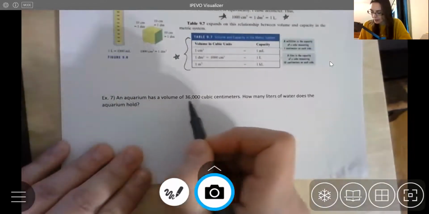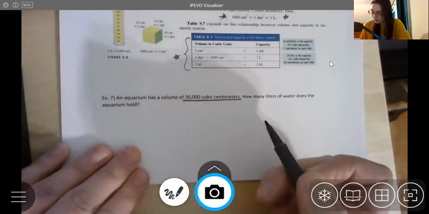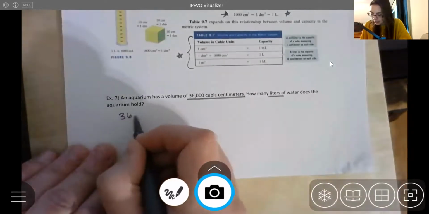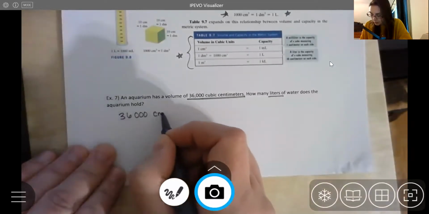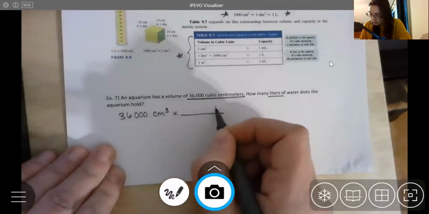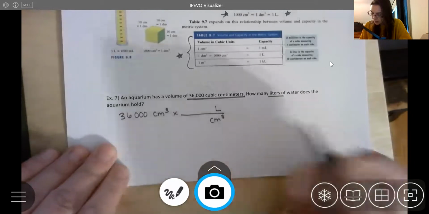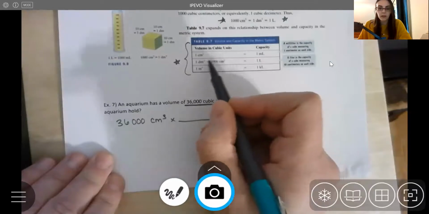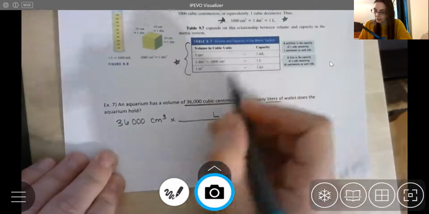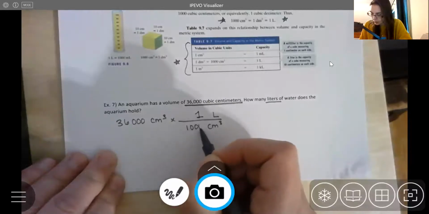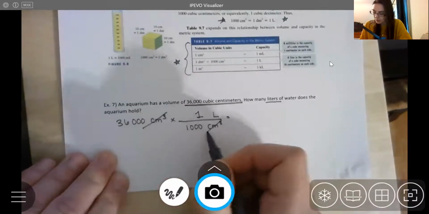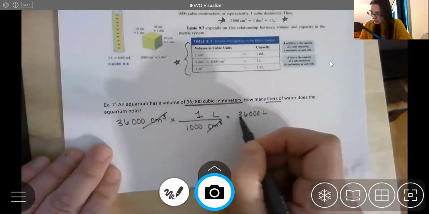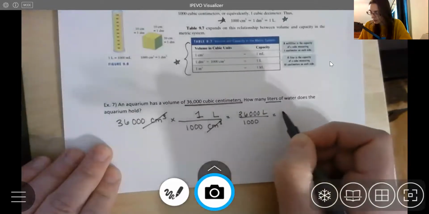Let's say we're starting with an aquarium that has 36,000 cubic centimeters, and we want to know how many liters of water the aquarium holds. So we have 36,000 cubic centimeters, and we want to go to liters here. I do have a conversion. It's maybe not as obvious to see, but it's right here: 1,000 cubic centimeters is the same thing as 1 liter. So 1 liter to 1,000 cubic centimeters. These are going to cancel. 36,000 times 1 is just 36,000, and we're dividing by 1,000 here. So our answer is going to be 36.